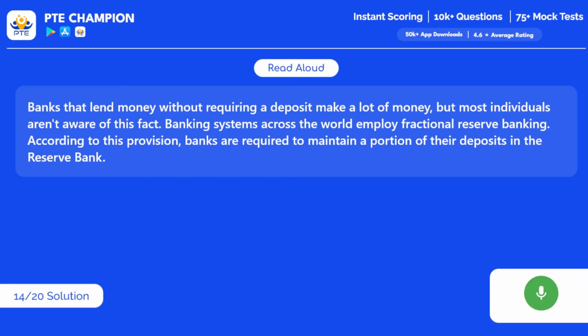Banks that lend money without requiring a deposit make a lot of money, but most individuals aren't aware of this fact. Banking systems across the world employ fractional reserve banking. According to this provision, banks are required to maintain a portion of their deposits in the reserve bank.